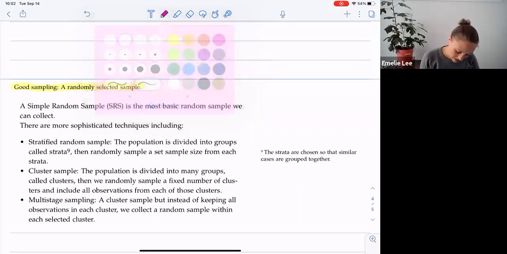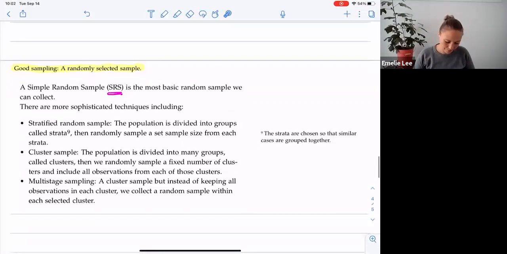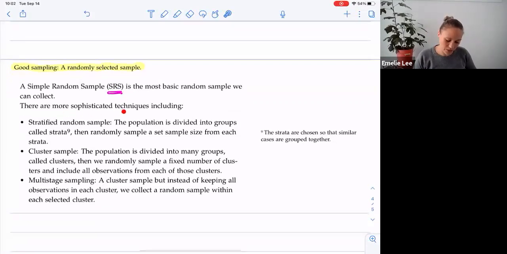And usually we use the term SRS. That's going to come up quite often. It's just a basic random sampling technique: you have your whole population and you're randomly selecting people from that population, or animals or whatever. So there are more sophisticated techniques. We're only going to talk about 3 more. There are others, of course. People are always trying to get creative, but these are the core few.